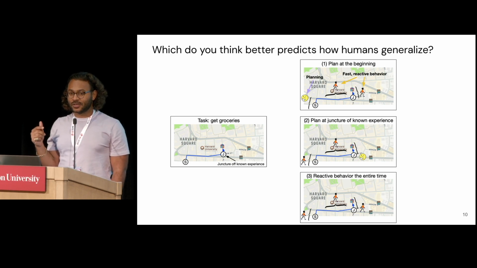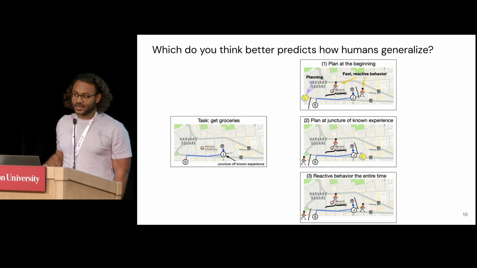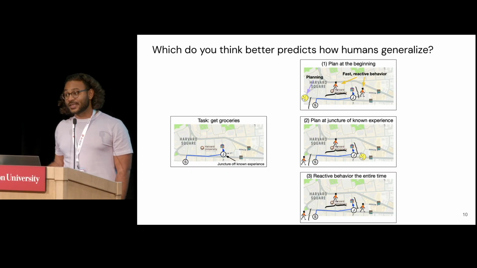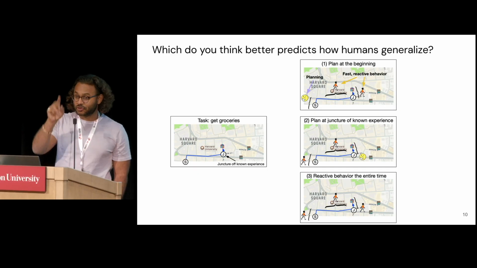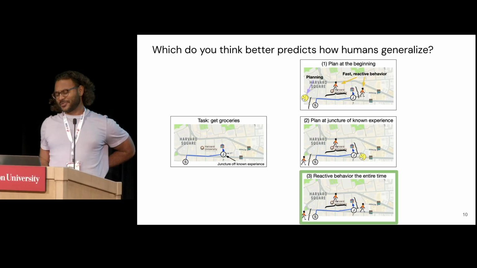If you think it's option one, could you raise your hand? Few people. If you think it's option two, could you raise your hand? Okay, nice. The majority of the people, that's great. If you think it's option three, could you raise your hand? One person. Two people. Me as well. Okay, so let's say, option three.